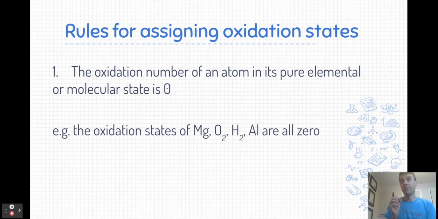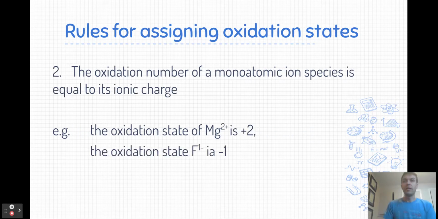So the first rule: the oxidation number of an atom in its pure elemental or molecular state is 0. So the oxidation state of magnesium, molecular oxygen, molecular hydrogen, aluminum, they're all 0. If we have a monoatomic ion, which just means an ion that consists of only one particle, so not polyatomic, its oxidation number is going to be equal to its ionic charge. So if we have a magnesium 2+ ion, its oxidation state is 2+. The fluoride ion, the oxidation state is -1.